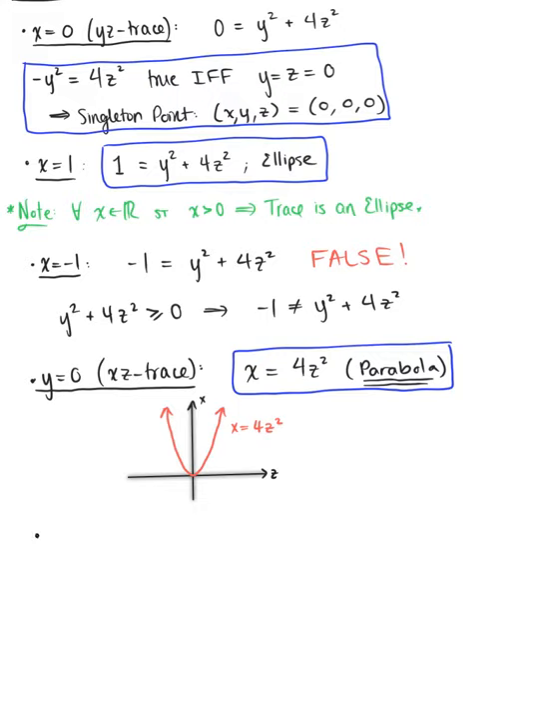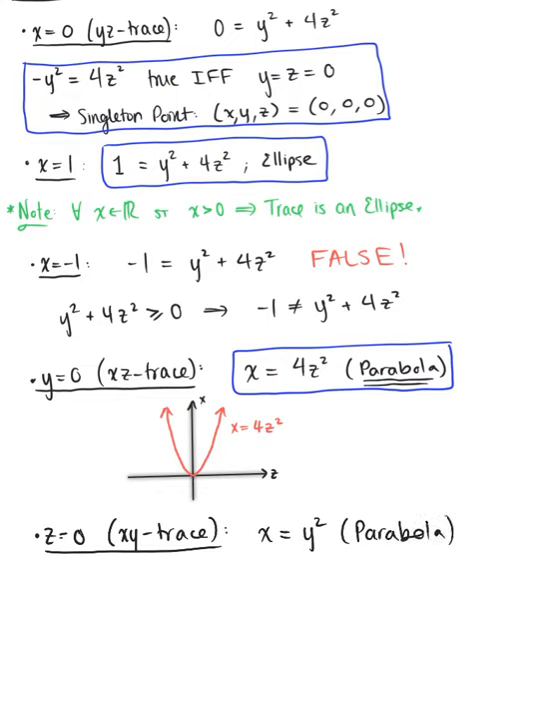We want to think about the trace when z is equal to 0. So this is another coordinate trace. This is the xy trace. So thinking about our original function, if we let z equal 0, we're left with x is equal to y squared, which again, we recognize is a parabola.